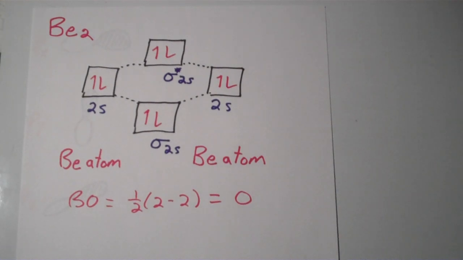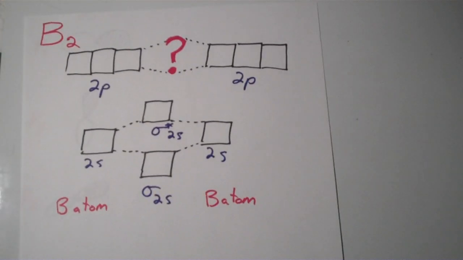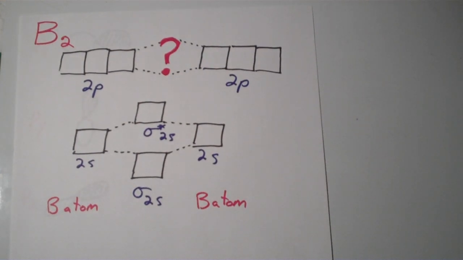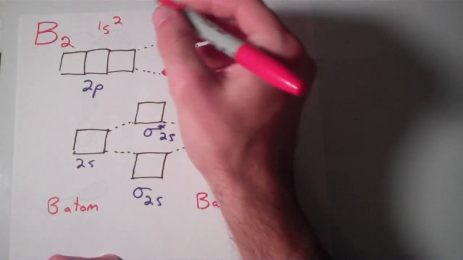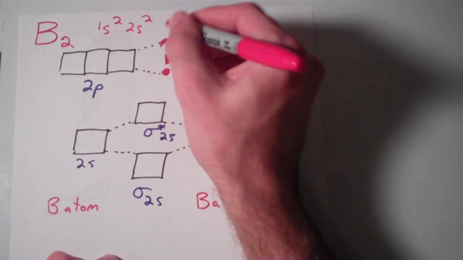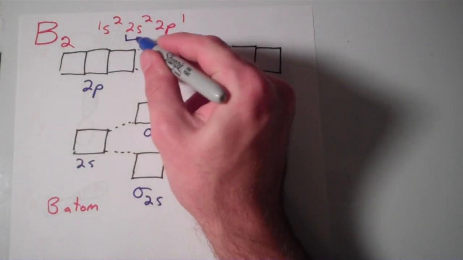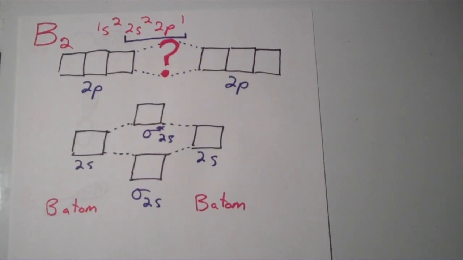So that does it for lithium and beryllium, and now let's move on to boron, B2. The interesting thing about boron is that its ground state electron configuration is 1s2, 2s2, 2p1. So the valence shell of boron doesn't just have s orbitals, it has p orbitals as well. This valence shell, the 2s2, 2p1, is what makes up the molecular orbitals that we're trying to figure out.